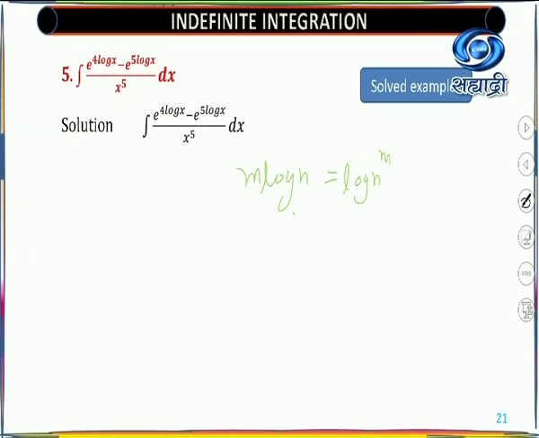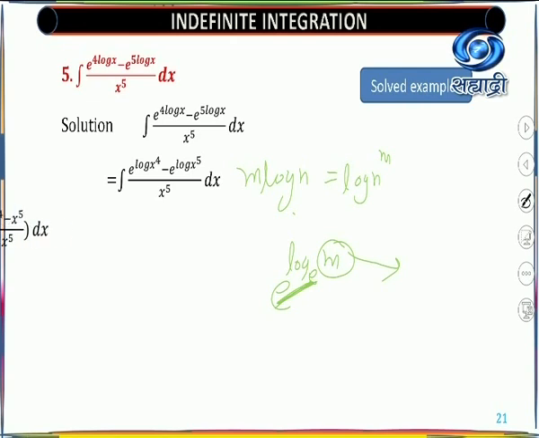So now you will get this as, if you begin with your example, you know that this gives you e raised to log x raised to 4 minus e raised to log x raised to 5 upon x raised to 5. Now again you are using the formula e raised to log m, and here we say normally base e, and if these two bases are same, you will get the same value whatever is in the log. So here you will get x raised to 4 minus x raised to 5. So that you will get here by using this formula.